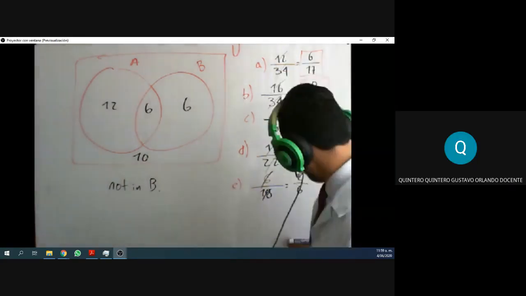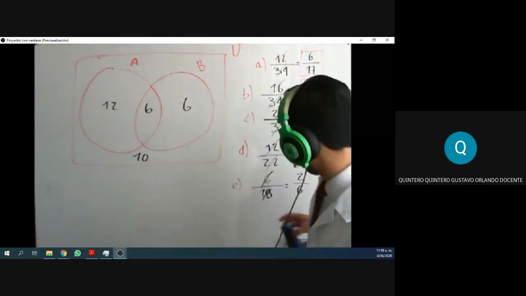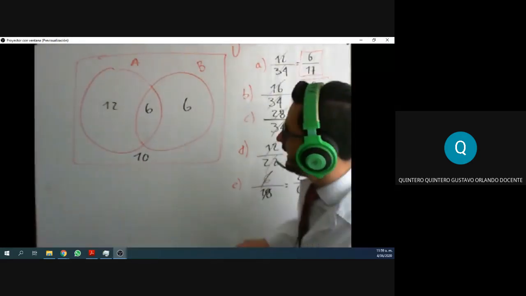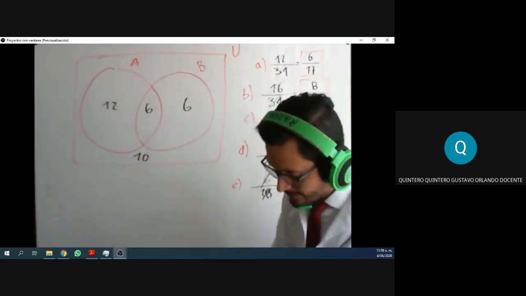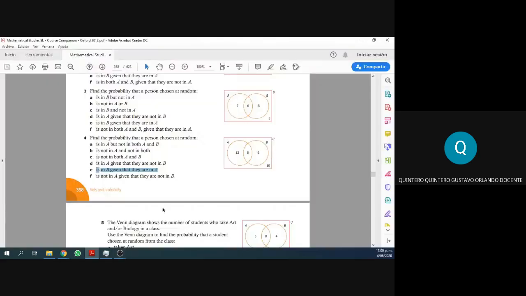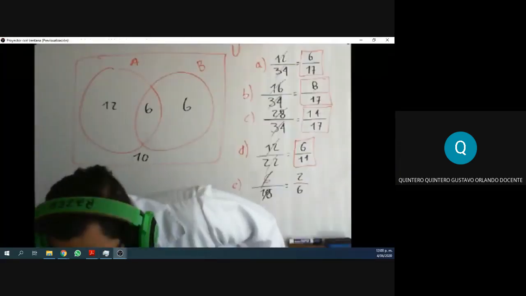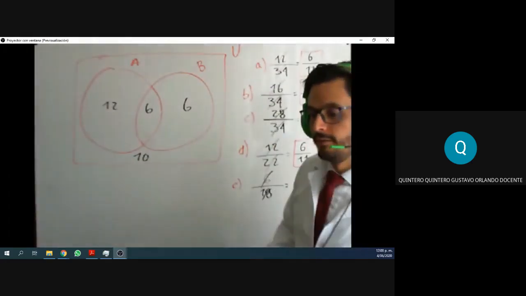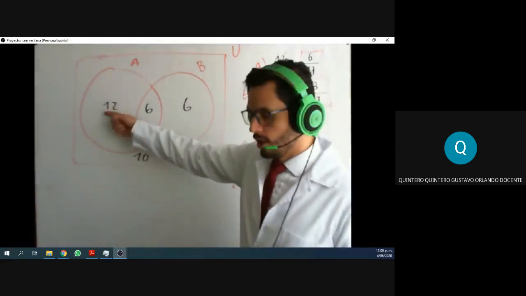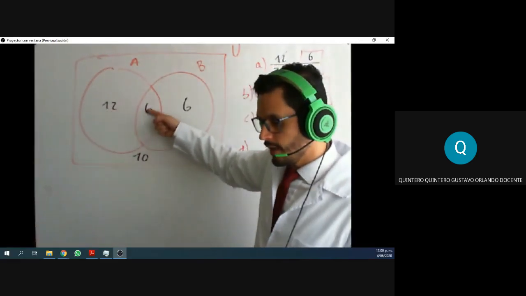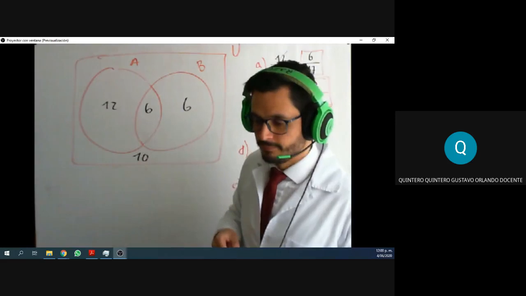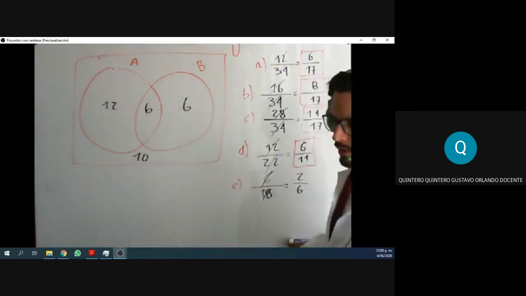All right. So our condition, we're doing a different example, right? Our condition is the ones that are in A. That is the condition. Look. Given that they are in A. That is the condition. So how many people in this diagram are in A? 12 and 6. 18 people. That would be the total.